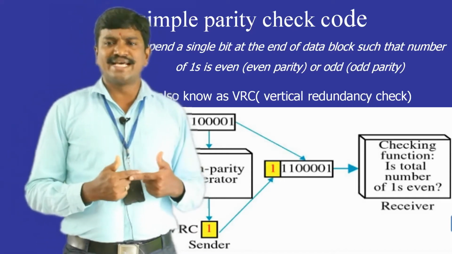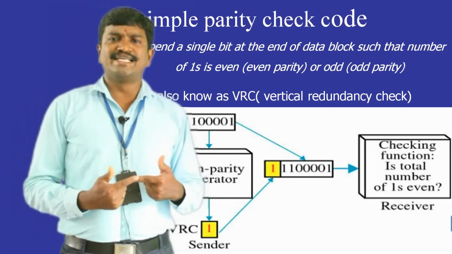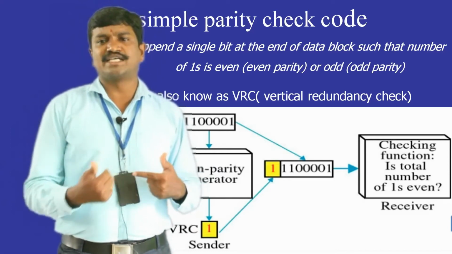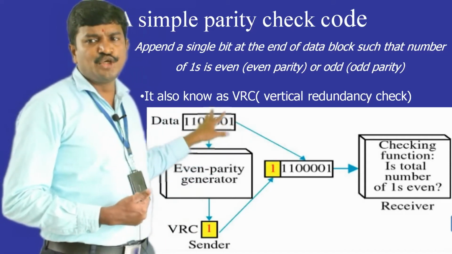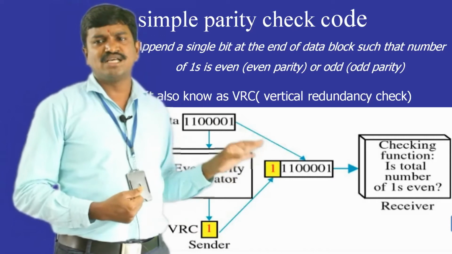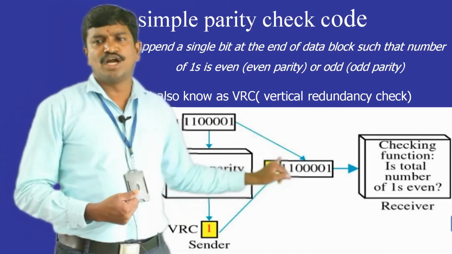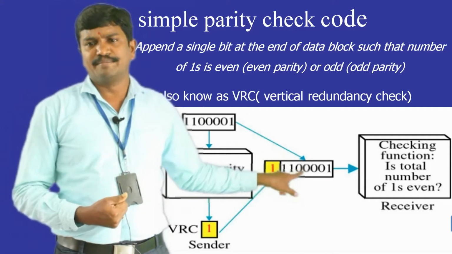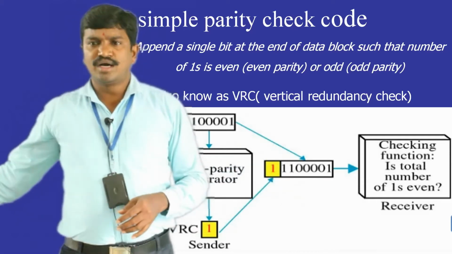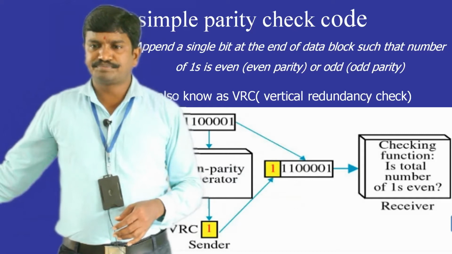In order to make it even, the redundant bit is set to 0 or 1, depending on the count of ones present in the data unit. So in this case the redundant bit is set to 1 in order to make all the ones in that code word even. So this way this simple parity check method will work.